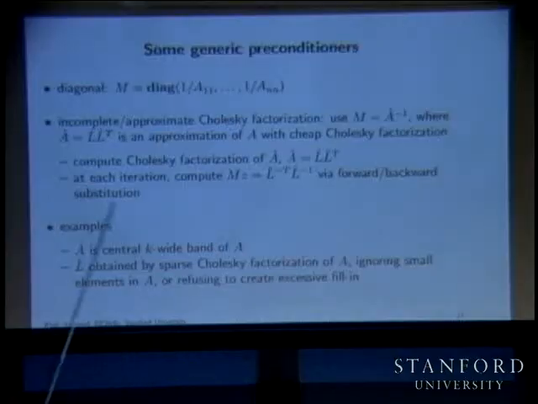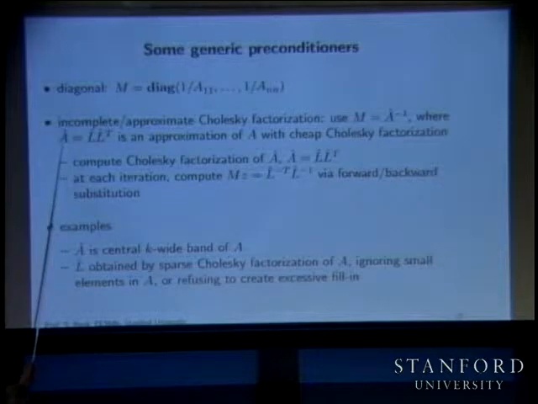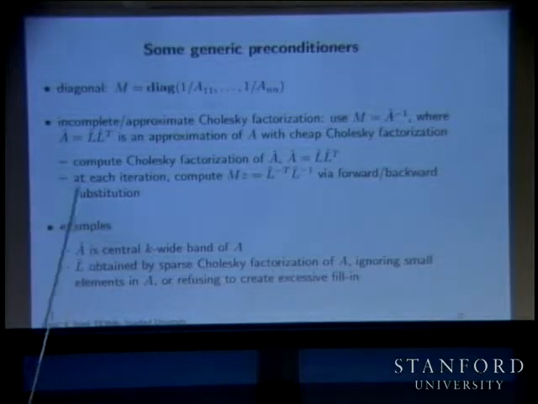Amazing. Here's another huge family that is really cool. It's called incomplete or approximate Cholesky factorization. Here's how that works. I'm going to compute a Cholesky factorization, not of A, but of some A hat. You might run a Cholesky factorization. In fact, there's a whole field on this called ILU, incomplete LU factorization. These are preconditioners based on this. And the way it would work is this.